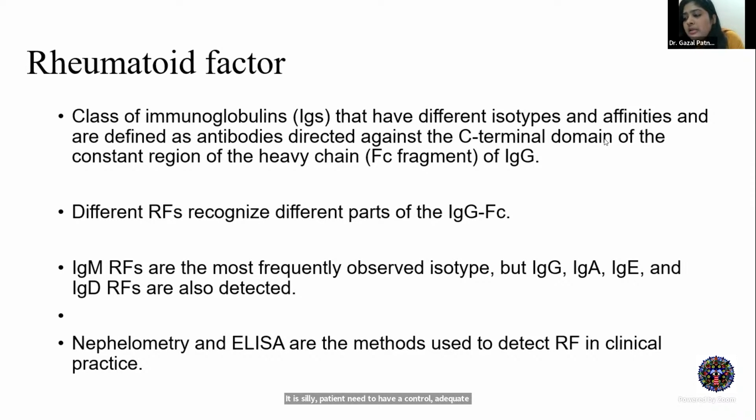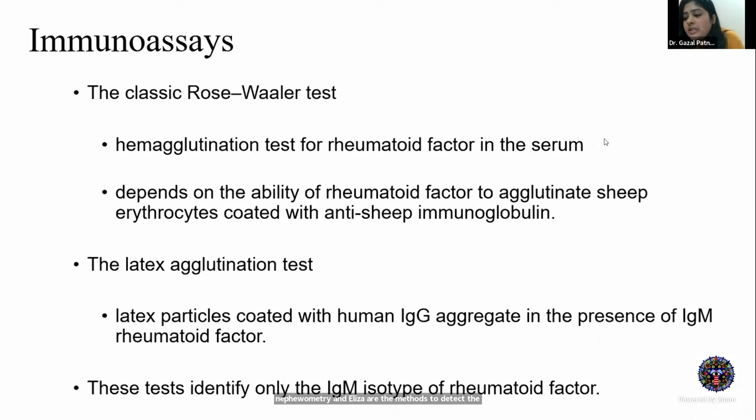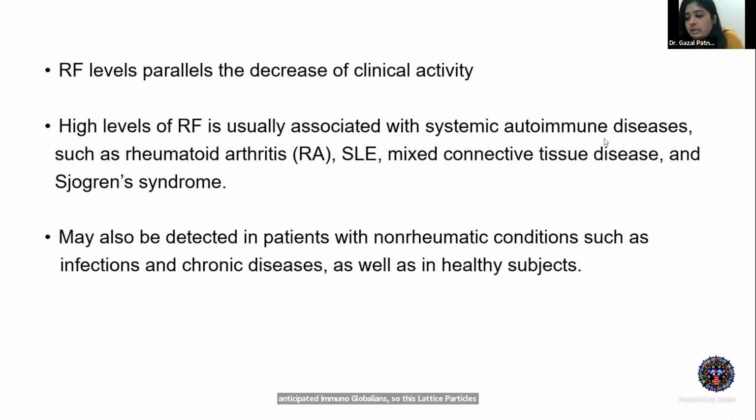Coming to the rheumatoid factor, these are a class of immunoglobulins that have different isotypes, and nephelometry and ELISA are the methods to detect the rheumatoid factor. Other methods are immunoassays and the classic Rose-Waaler test. These are hemagglutination tests for rheumatoid factor in serum. They depend on the ability of the rheumatoid factor to agglutinate sheep erythrocytes that are coated with anti-sheep immunoglobulins. Latex particles also aggregate in the presence of IgM rheumatoid factor.